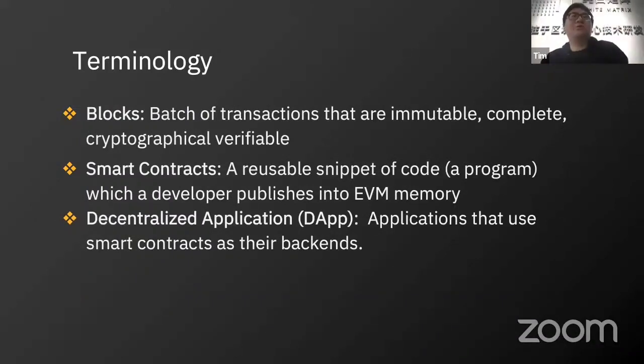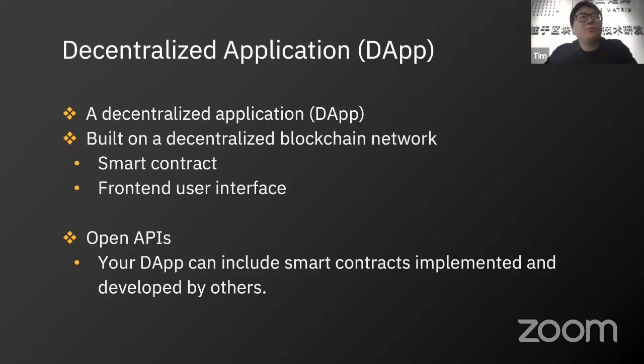Okay. And blocks, as we mentioned before, are just a batch of transactions that are immutable, complete, and cryptographically verifiable. Smart contracts are basically reusable code snippets which a developer publishes into the EVM memory. And a decentralized application, as we mentioned, is just an application that uses smart contracts as its backend. All right, so we already talked about how the blockchain evolved from a pure P2P network into an online payable decentralized computation platform. So now we go one step deeper.